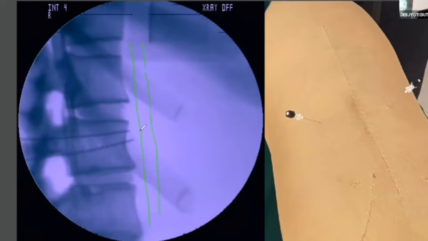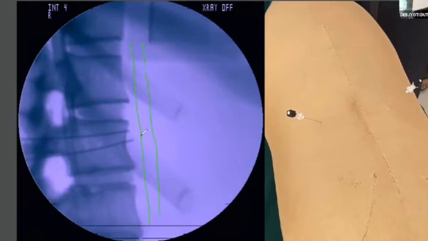So my needle is posterior to the aorta, and the crura of the diaphragm, it comes like that. So it is anterolateral, but posterior to the aorta, and where is your celiac trunk? Celiac trunk is here.